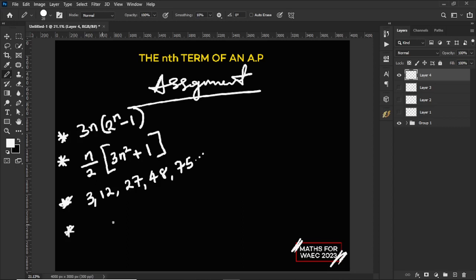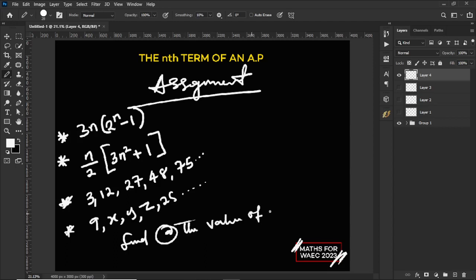Number 4. The following is an AP: 9, X, Y, Z, 25, and so on. A, find the value of X, Y, and Z.